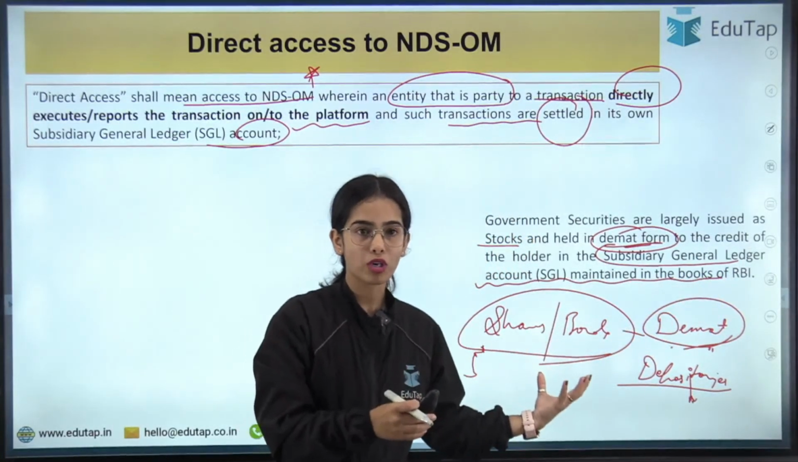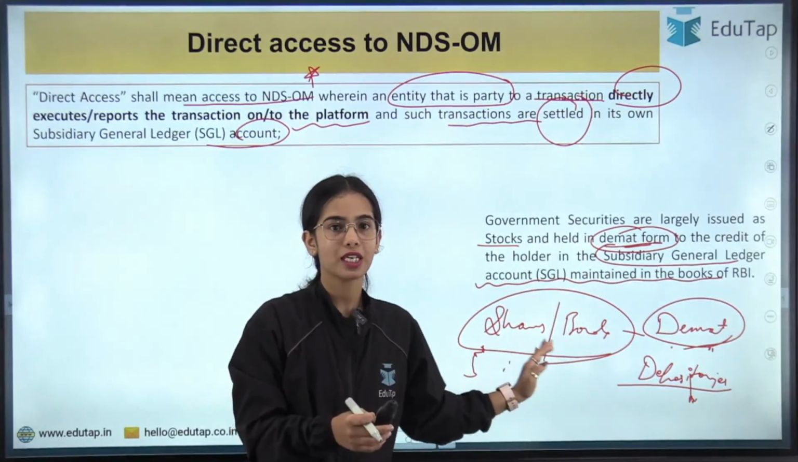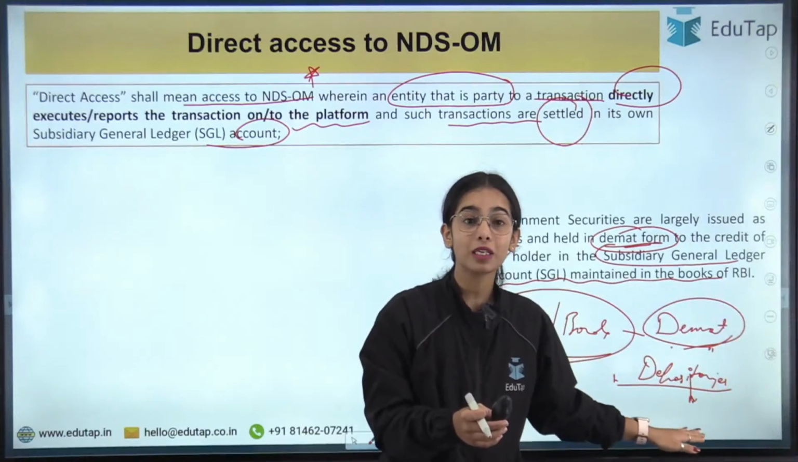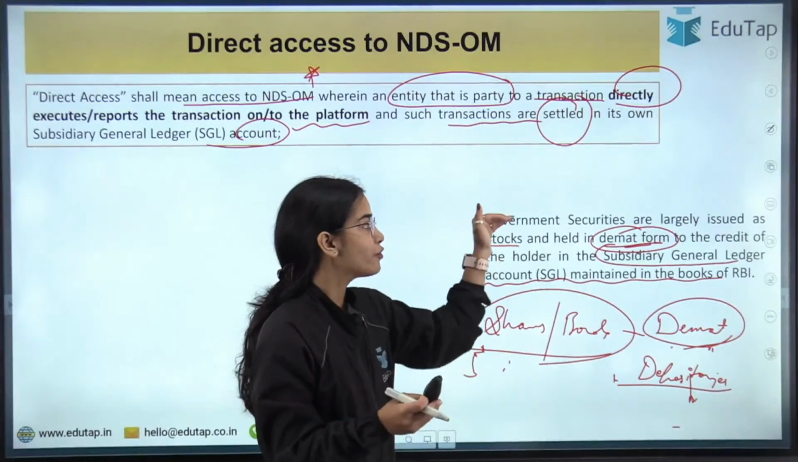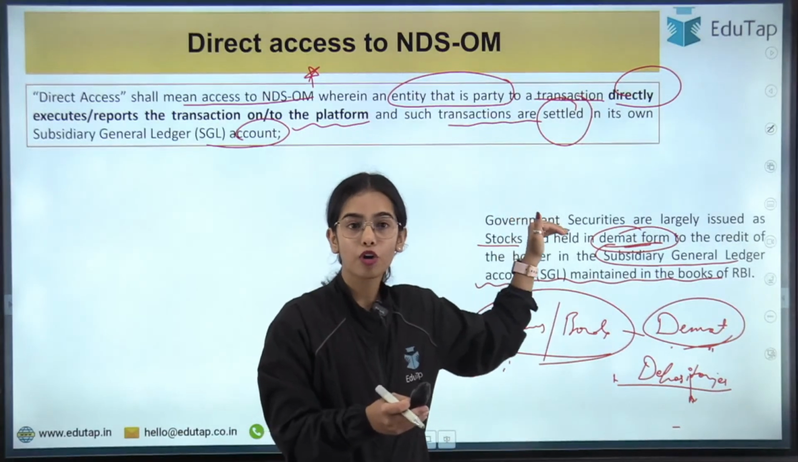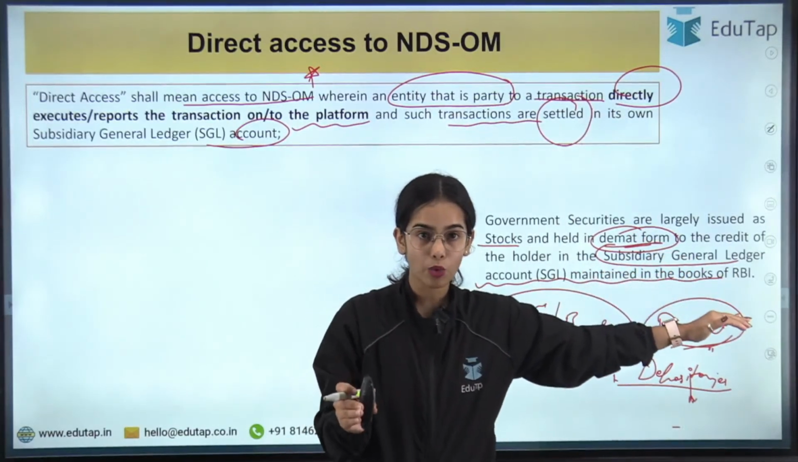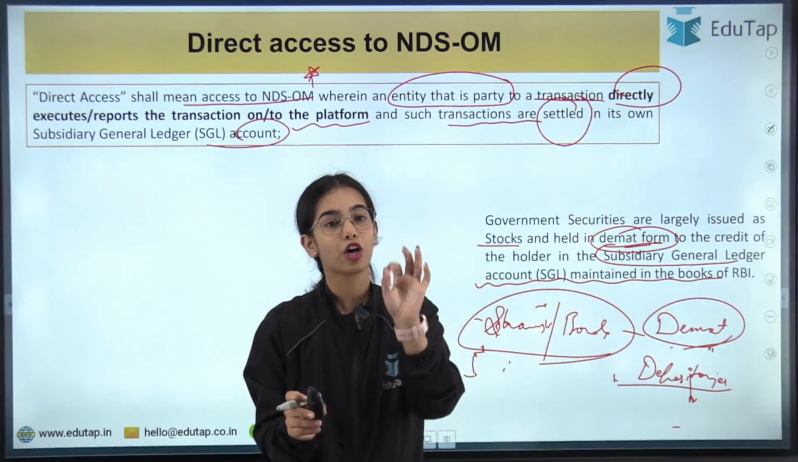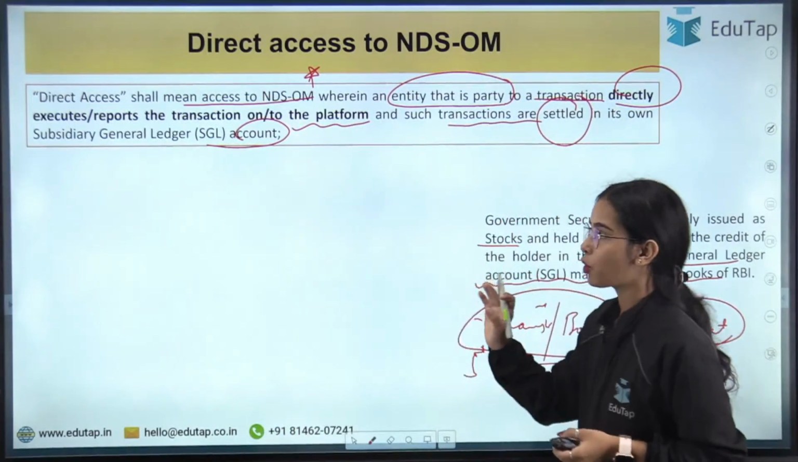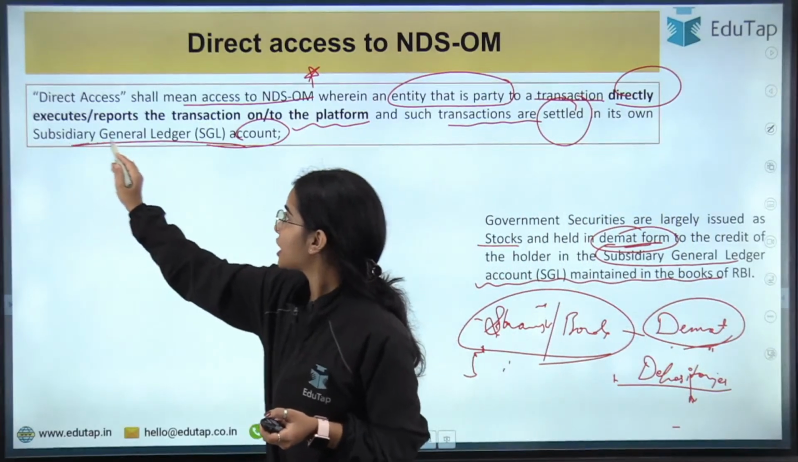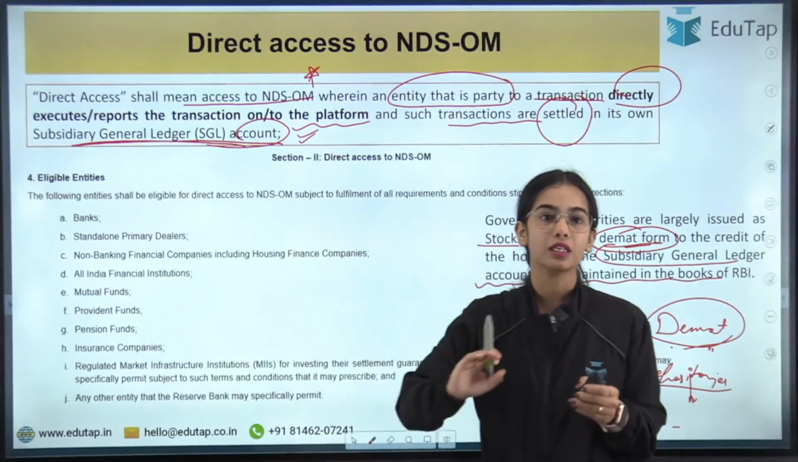So the shares and bonds that you are buying from the stock markets under the SEBI are kept in the demat form with the depositories, and you need to have a demat account, okay? But if we are talking about government securities, they are kept in the demat form in the subsidiary general ledger account with the Reserve Bank of India, because government securities are under the RBI. So remember this very clearly, okay? Very important point: an SGL account is required to keep the government securities in the demat form.